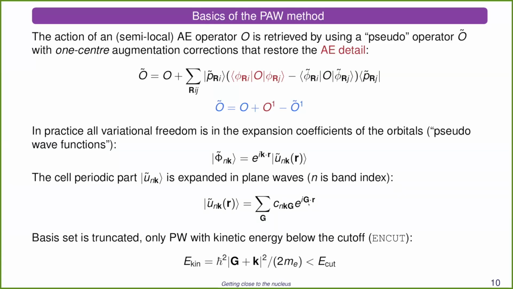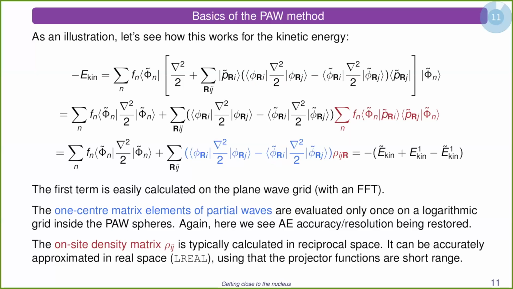And this is again your traditional plane wave basis set. It is truncated. Only plane waves with a kinetic energy below the cutoff energy, E_cut, are included in the basis set. So you calculate the kinetic energy of the plane waves, and it should be below some cutoff, which is typical for a pseudopotential or for a PAW. Okay, so that's how you calculate the expectation value of an operator.